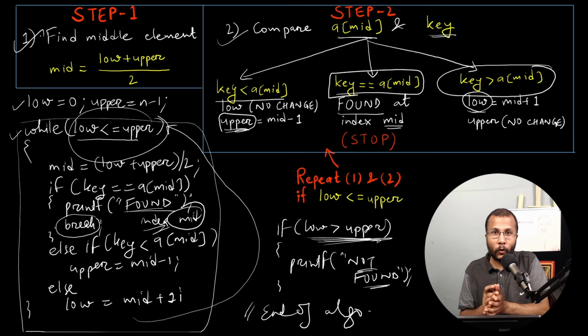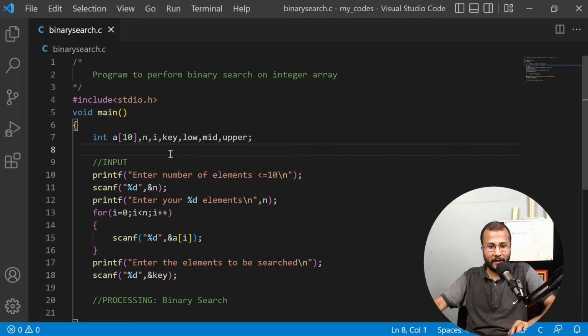Now we are going to write a code to actually demonstrate the binary search algorithm. So this is a program to implement binary search. Binary search.c is the name of the program file. Okay, and these are the declarations I have done. The array is a, n is the size of the array, i is the index for running the loop, key is the key element that I'm trying to search in the array, low is the lower index, mid is the mid index, and upper is the upper index. Okay, here array input is done.